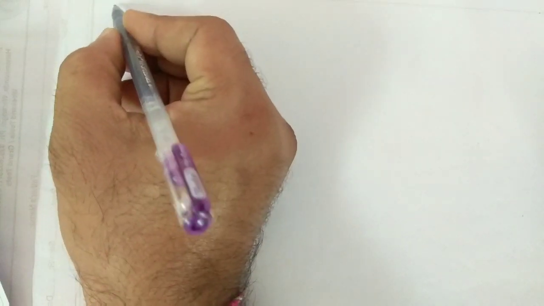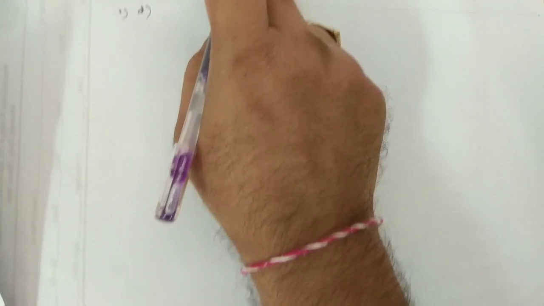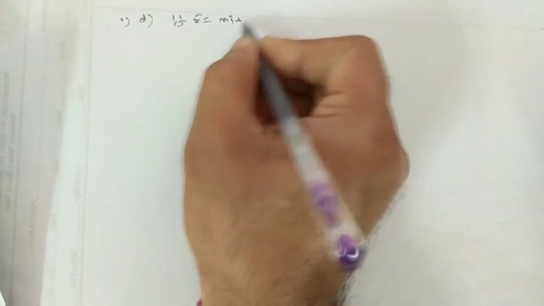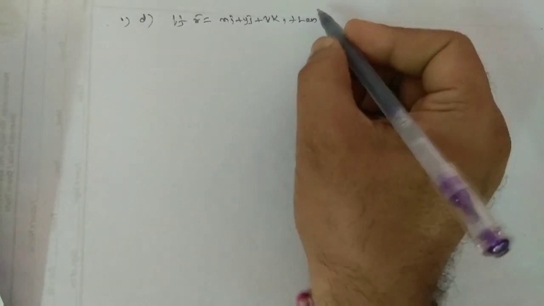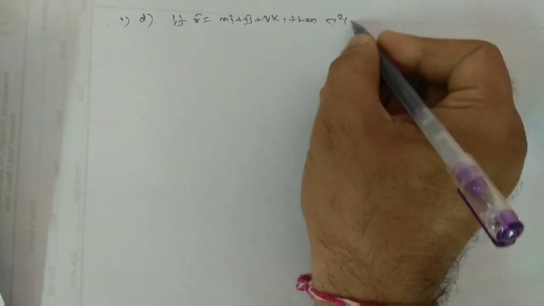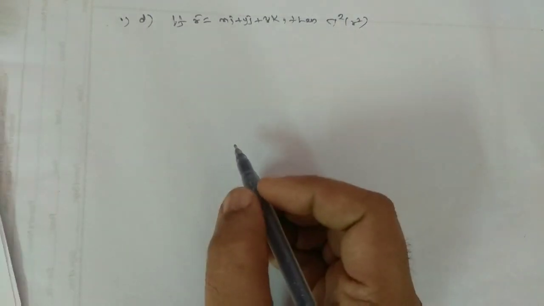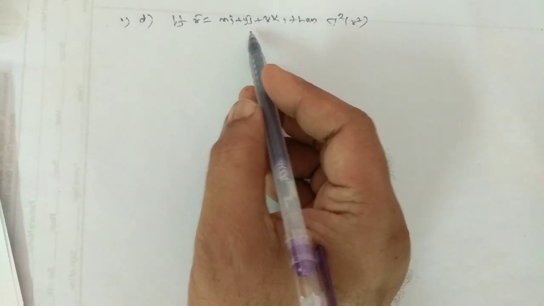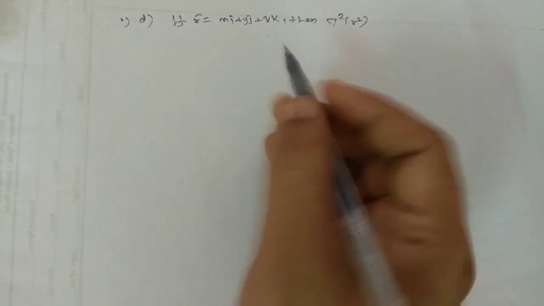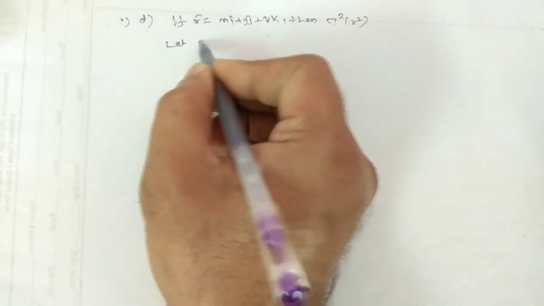Now let us take the next continuation problem. This is the 1d bit. It is given that if r bar is equal to xi plus yj plus zk, then find del square of r square. So this is the problem they have given. You know that r bar is nothing but a positional vector. Whenever the positional vector is given, remember immediately you calculate r first.